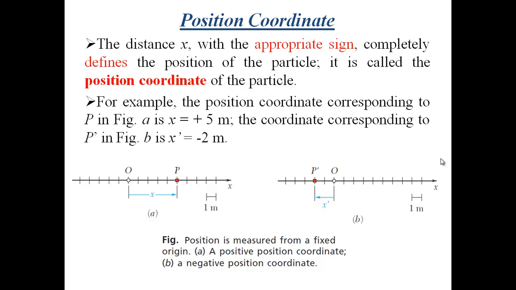Now with numerical values: the position coordinate corresponding to P in figure A, you can count it, 1, 2, 3, 4 and 5, so the distance is 5 meters. Here 1 unit is 1 meter. Similarly in figure B, the coordinate corresponding to P dash from O is 1 and 2, so it is minus 2 meters. So O to P is plus 5 meters, and O to P dash is minus 2 meters.